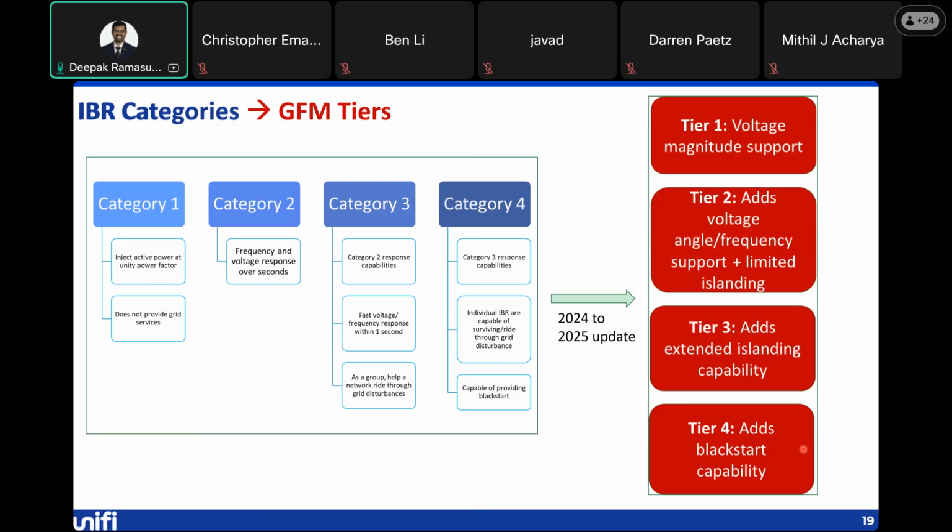So having these four tiers enables a more suitable characterization of the various technologies, enables evaluating technology on an apples to apples basis, and being able to get an understanding of whether these technologies are providing the necessary capability or services or not.